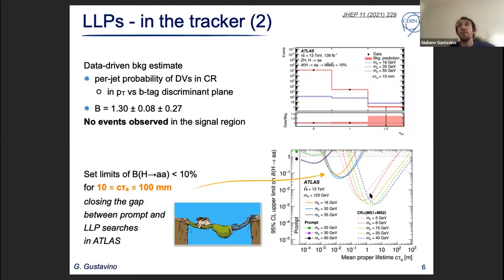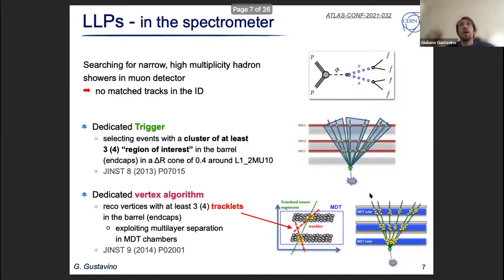The total background estimate is about 1.3 plus or minus 0.3 events. No events were observed in the signal region. So we set limits on the branching ratio of X into long-lived particles down to 5%. At the 10% level, which is interesting, we can exclude the lifetime regime between 10 and 100 millimeters, basically closing the gap that we had in the experimental constraints from the ATLAS searches between the prompt and the long-lived particle searches.